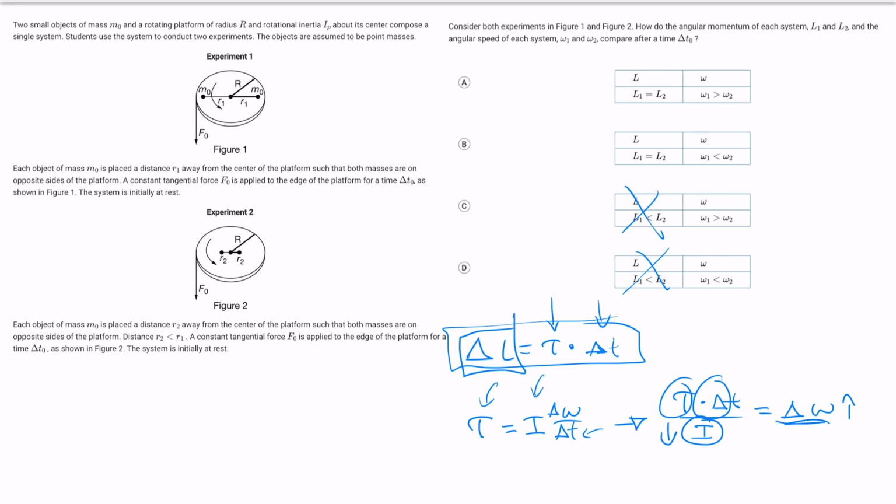So that tells me that the angular velocity for experiment 2 is going to be higher after our time period than the angular velocity in experiment 1. So I'm going to go ahead and choose B because that says that angular velocity of experiment 1 is less than angular velocity of experiment 2, and that's exactly what we're saying.